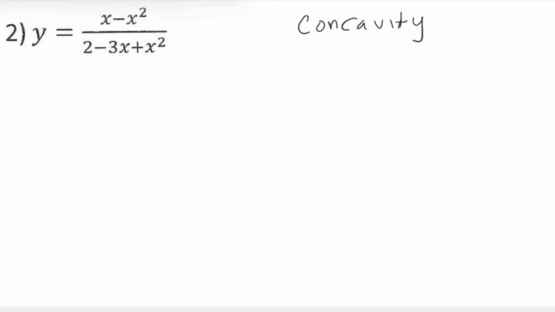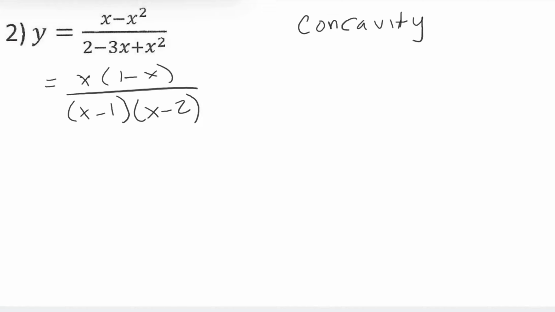All right, so the first thing you want to look at, so like this one was one of those ones like you could instantly just go right into the quotient rule if you want. However, it's always nice to look at it and see if you could factor things out first. This one you actually can simplify, which does make your life a lot easier. So if I took an x out of the top, I have 1 minus x. And if I factored the bottom, I have x minus 1 and x minus 2.